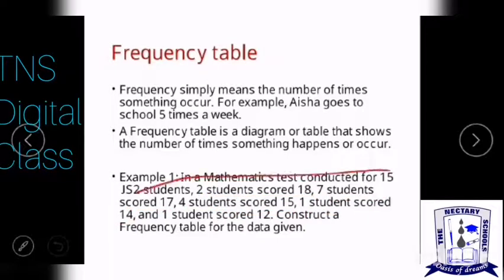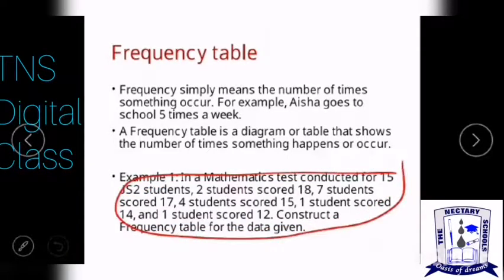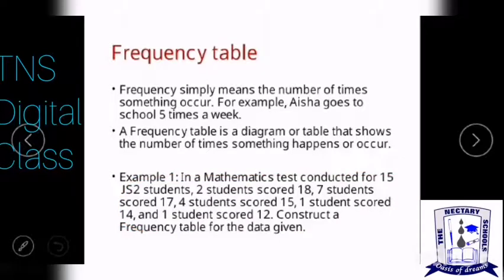All this is information. Information about what? Information about a mathematics test that was conducted for 15 JS2 students. And this information is telling us the score that the students have and the number of students assigned to each score. Let us see how that is done.